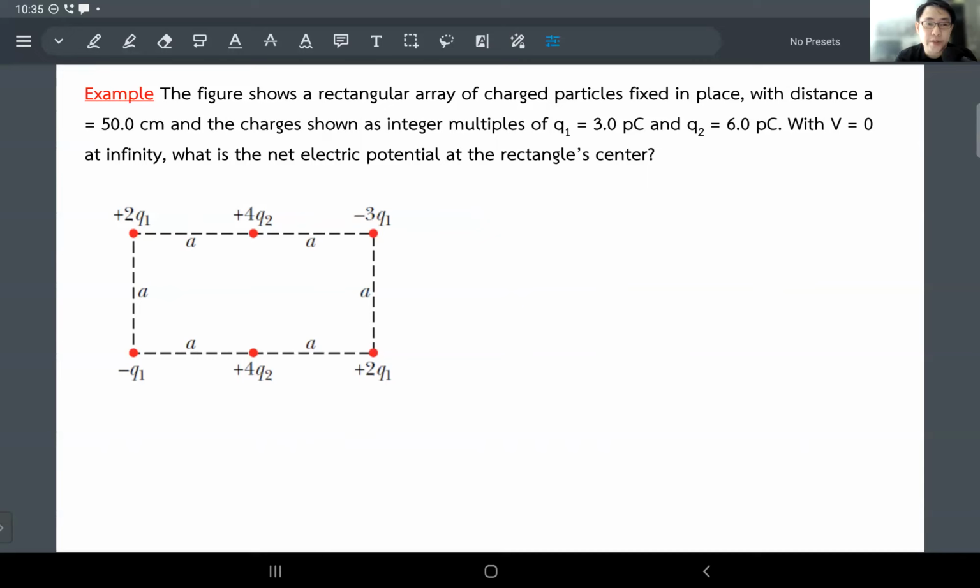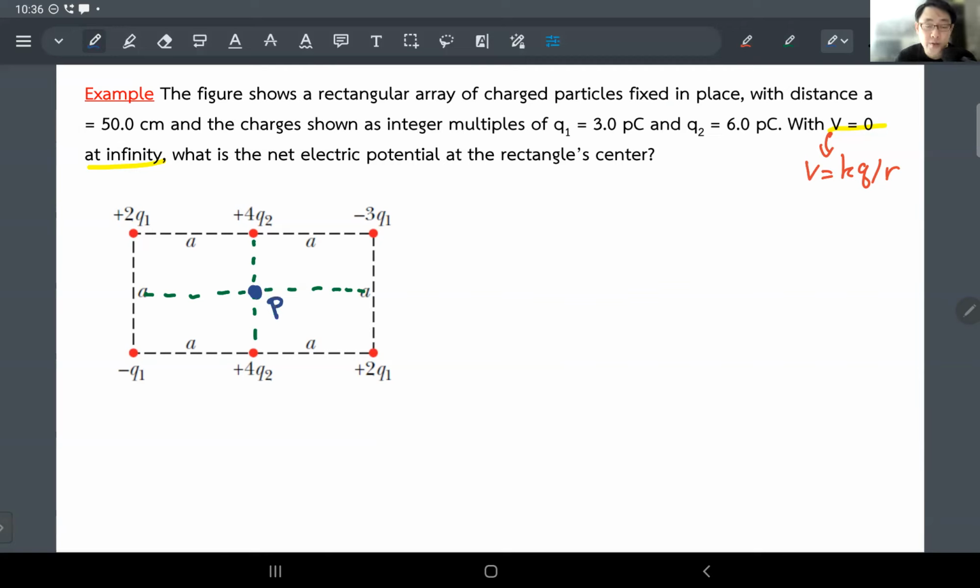Now, let's take the potential to be zero at infinity. Anytime you see this line, that's nice, because it is a ticket for you to use V equals KQ over R. What is the net electric potential at the rectangle's center? It's the same question as before, except now your geometry is not as symmetric, but the concept stays the same. Let me give you some drawing to locate the center. Let me call that center point P.